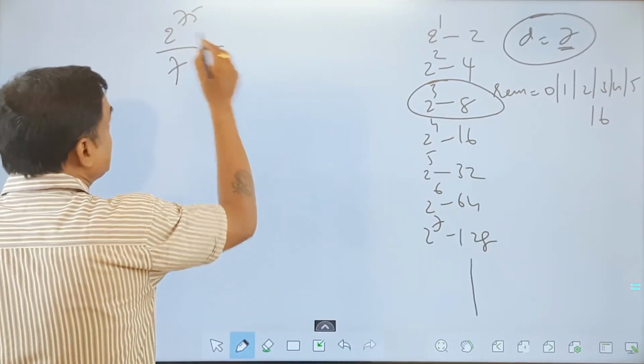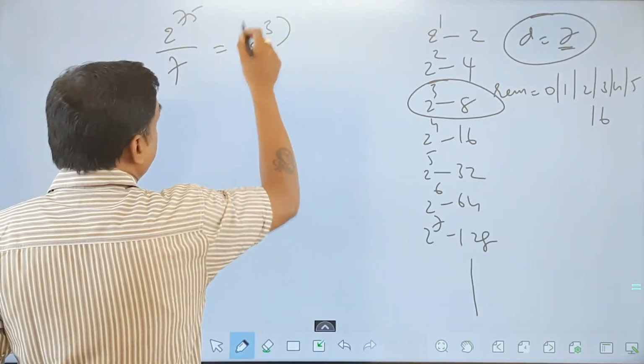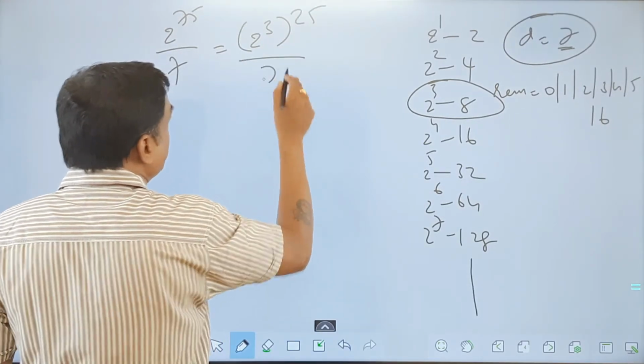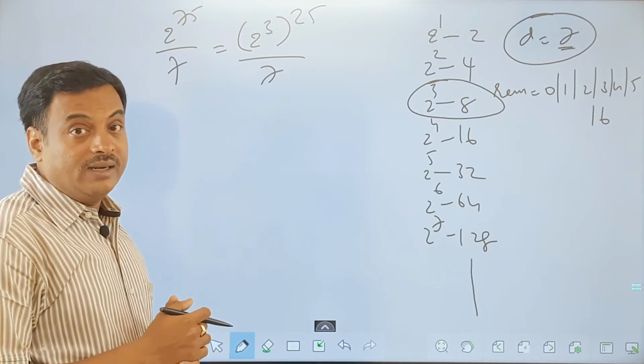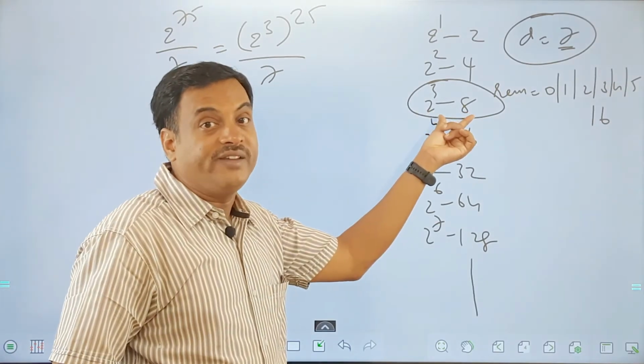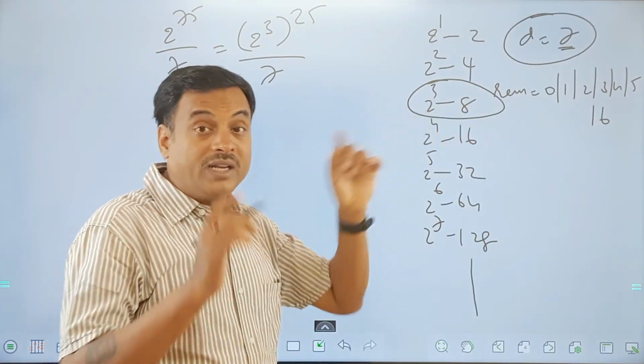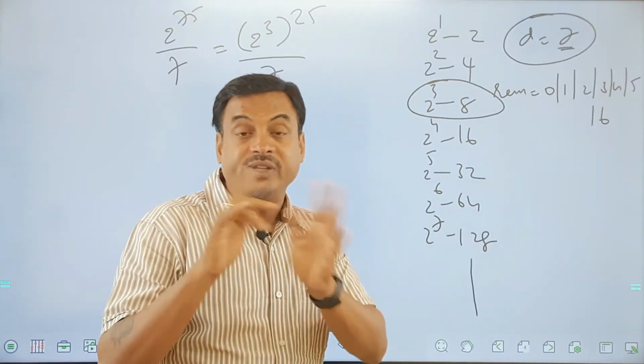Now can I write this 75 as 2 power 3 whole to the power of 25 divided by 7 or not? Can I write like that? If you observe it again, my target is to convert into 2 power 3 form, because 2 power 3 is 8, and 8 is very close to 7 with a difference of 1.